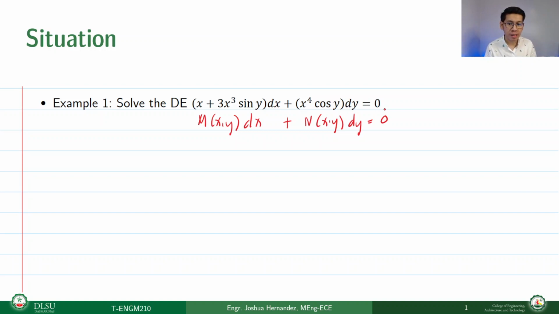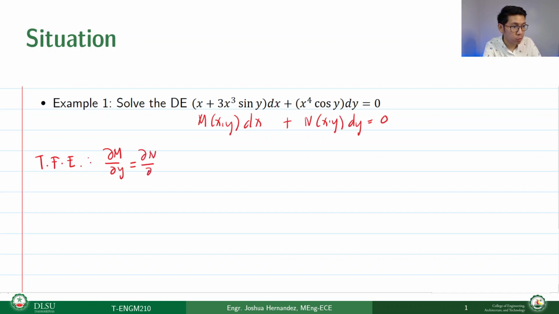It seems that the fitting solution is through exact equations. So let's test this for exactness first. By test for exactness, we seek to satisfy the partial derivative of M with respect to y equals the partial derivative of N with respect to x. So let's go ahead and do that.